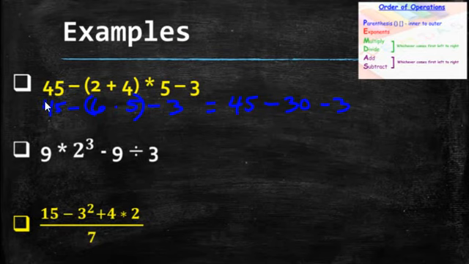45 minus 30 is 15. 15 minus 3 is 12. So my answer would be 12.